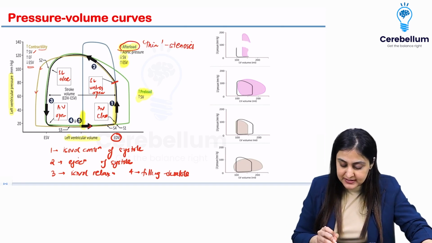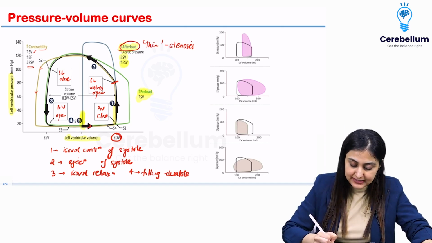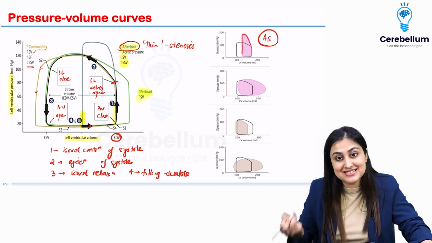Okay, so this is the normal curve. What can you see? This is thin. So what is happening? The afterload has increased. This is like the afterload increased curve. So this is aortic stenosis.